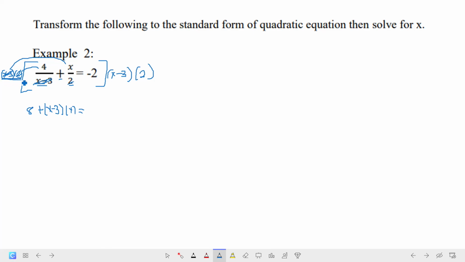You consider the whole expressions, the whole factors. Then let us multiply again to this term. In this case, ang makakancel naman ay yung 2. At ang naiwan naman ay x minus 3 times the numerator x. Okay? Let us simplify that later. Now proceed to this term.